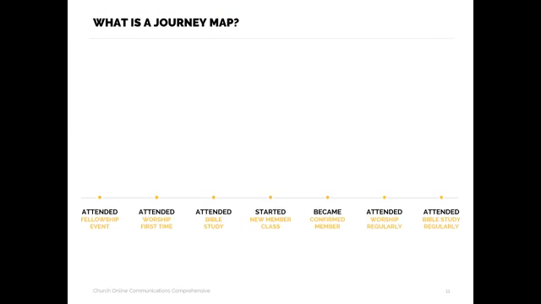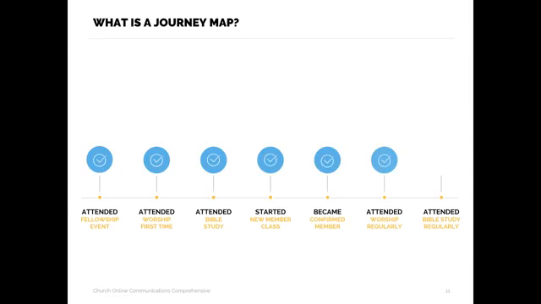Okay, so as you track this for each individual in your congregation, you're going to track as they're hitting these steps. Now, they may join the journey map in the middle of it. It may be that their first point of contact is attending worship, and that's okay. This is kind of the ideal or the common process, but it's not going to be the same process for everybody.